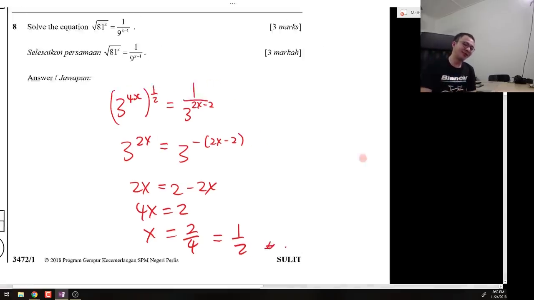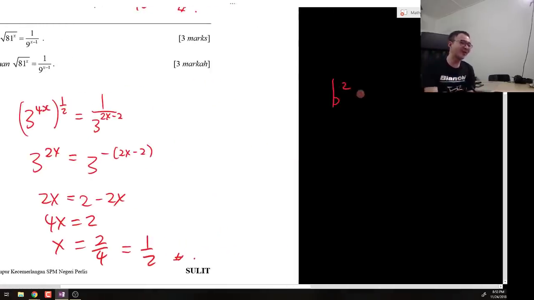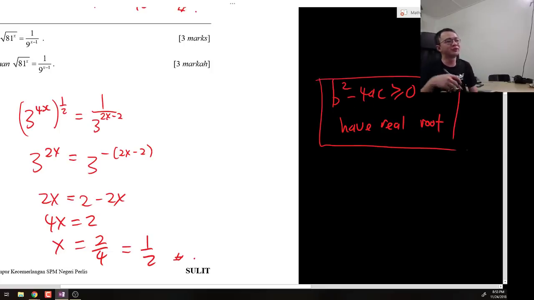When we look at the question just now, b squared minus 4ac bigger than or equal to 0 means have real root only. It can be 1 real root, 2 real roots also can. When they say have real root, you only have bigger than or equal. You don't have less than or equal, alright?